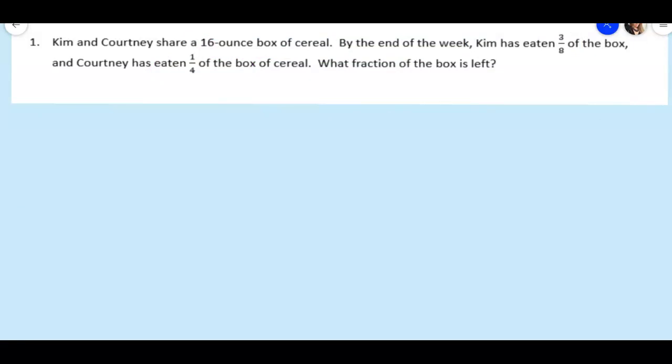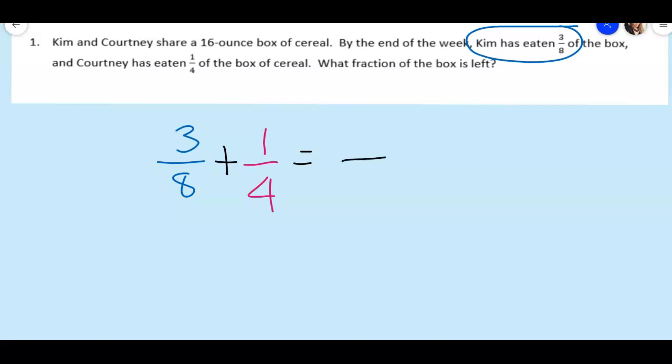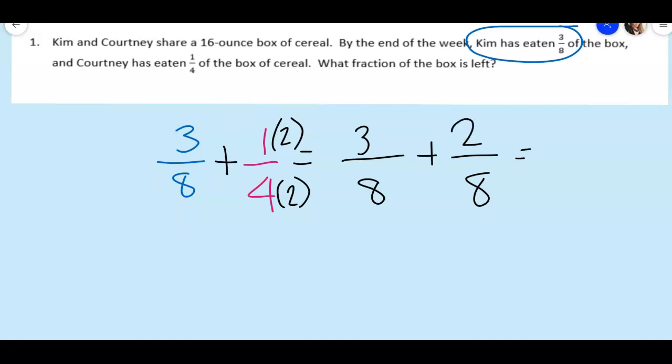Another way we can solve this is by combining Kim and Courtney's fractional amount that they ate from the beginning. So I can say that Kim ate 3/8 plus Courtney, who ate 1/4. So now I can figure out together how much of that box they ate. So we have to make sure we have a common denominator. 3/8 is going to stay the same, but I have to multiply 4 by 2 to get the 8, which means I have to do the same to the top, which means together they ate 5/8 of the box.